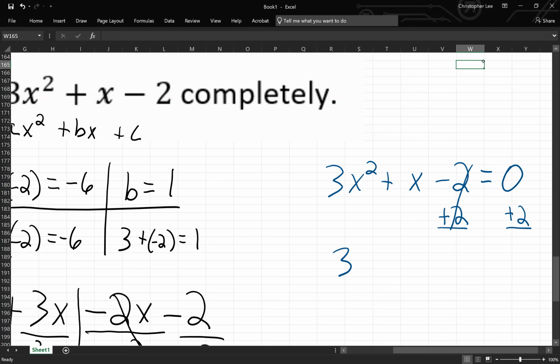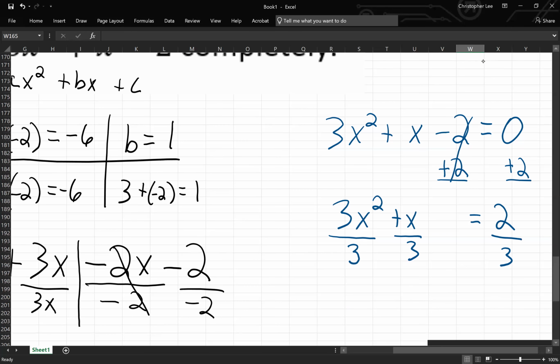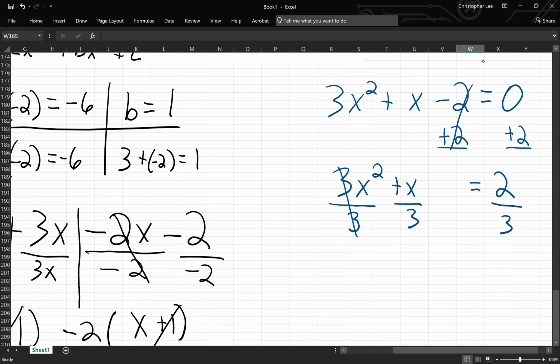So now we have 3x squared plus x is equal to 2. Remember that my a term has to be 1 when completing the square. So I have to divide everybody by the a term. Everybody gets divided by it, just like that. So now what do I have? I have x squared plus 1 over 3 x is equal to 2 over 3.